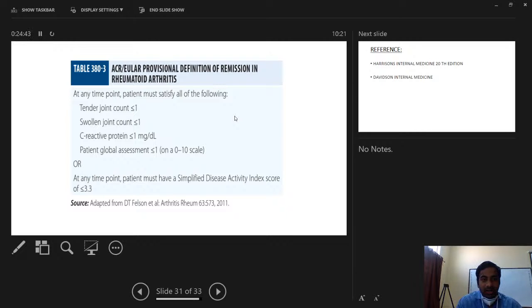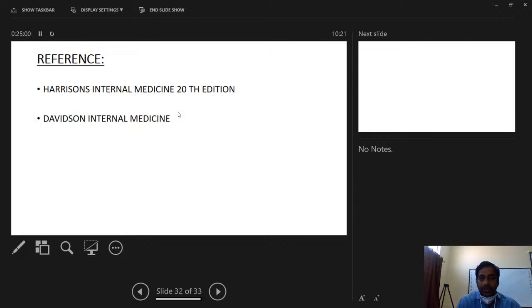So the ACR/EULAR definition of remission: at any point, the patient must satisfy all of the following: tender joint count less than or equal to 1, swollen joint count less than or equal to 1, CRP less than or equal to 1 mg/dL, and patient global assessment less than or equal to 1. This is how you can tell that the patient is improving.